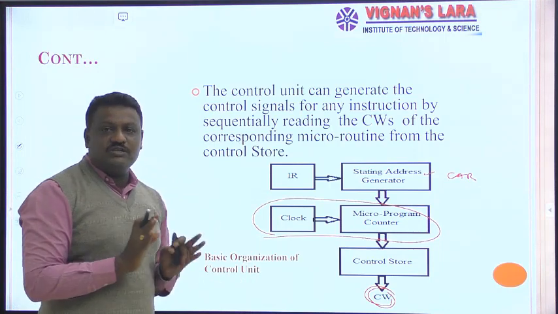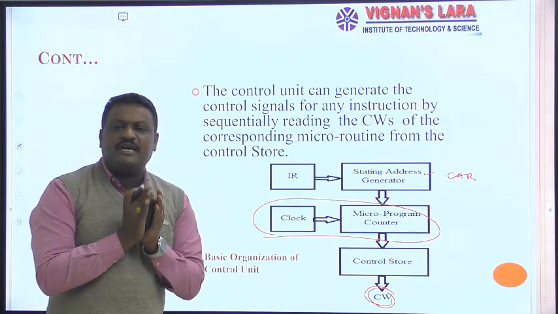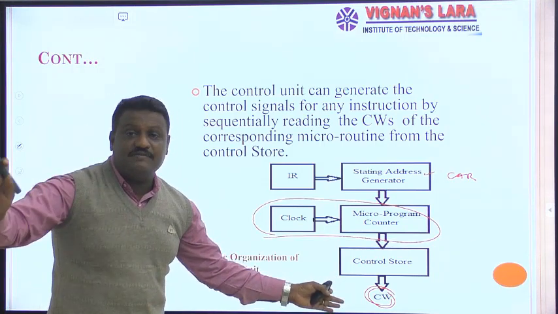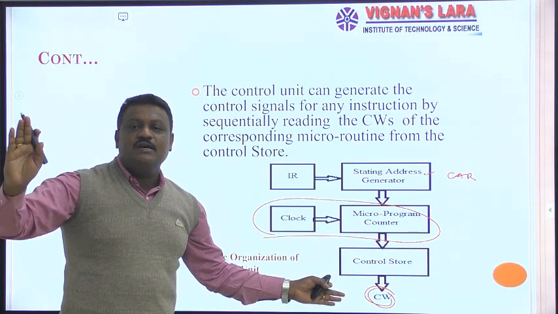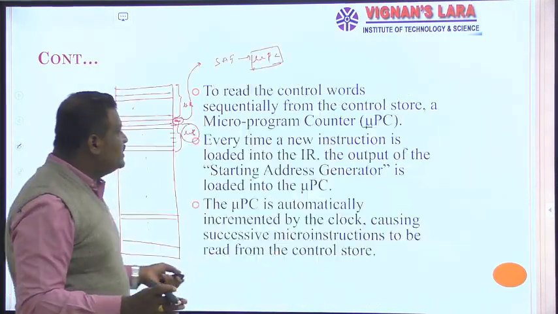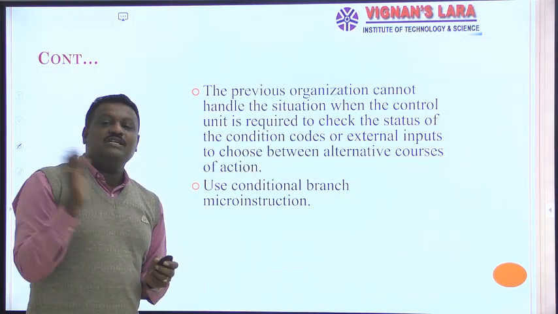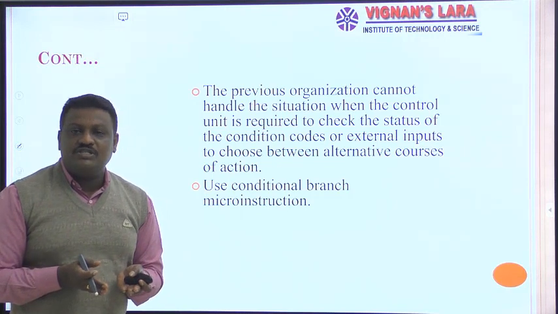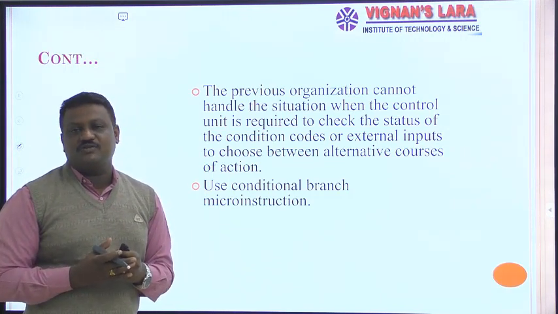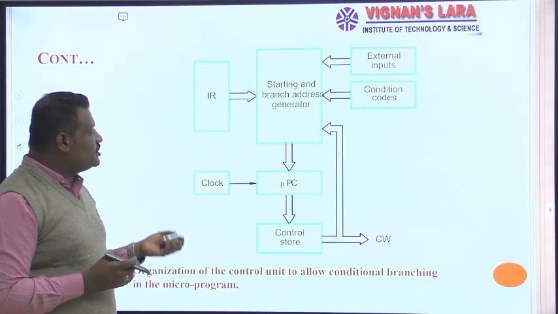Right here I only considered the clocking information as well as the IR information. Only by considering these two, I was going to generate my control signal. This is not sufficient for all the cases in the instructions present in my instruction set. So here I clearly mention that I have to consider the condition code conditions, along with the external inputs, in the generation of control words. That's what I'm saying, so use a conditional branching instruction.